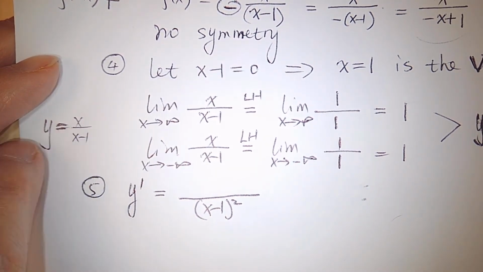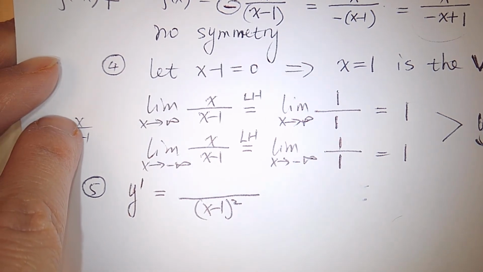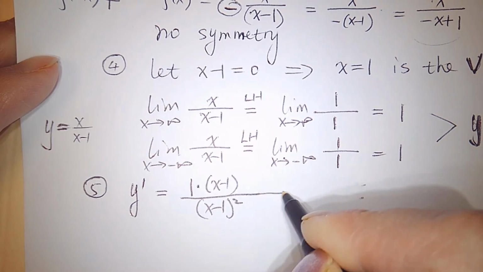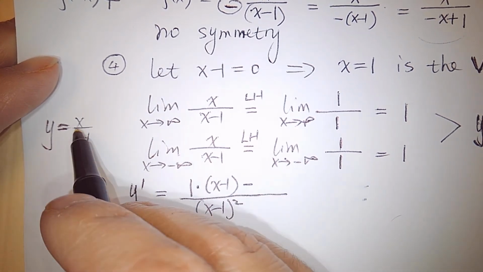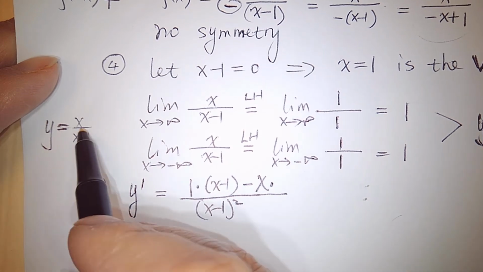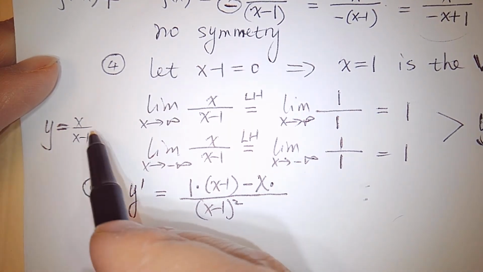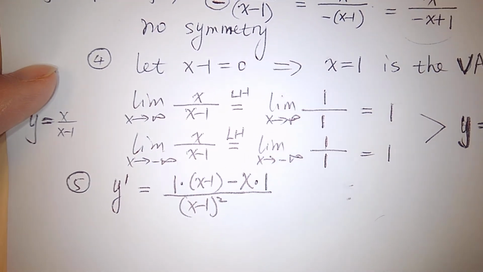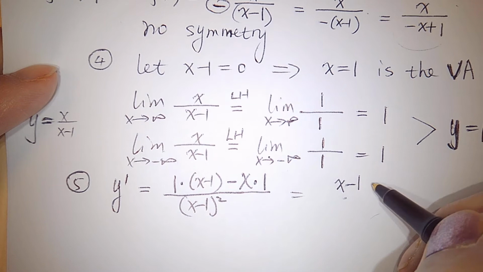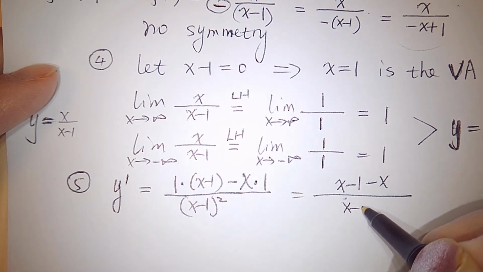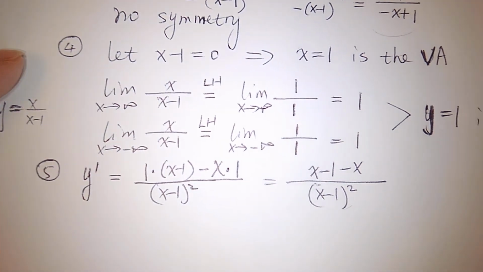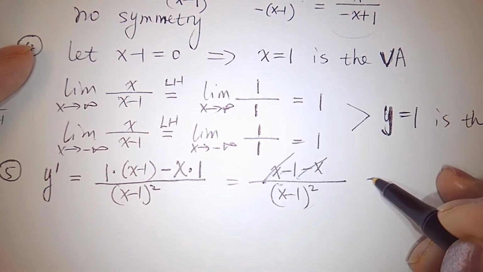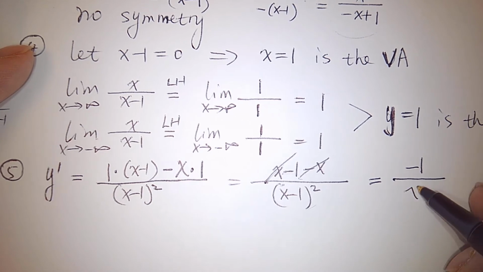Square on the bottom. Then by using the quotient rule, differentiate x times the denominator minus keep the numerator x and then differentiate the denominator, right? So what is x minus 1's derivative with respect to x? Which is 1, right? So that gives us x minus 1 minus x divided by x minus 1 squared. So x and negative x cancel out. Eventually we have negative 1 over x minus 1 squared.